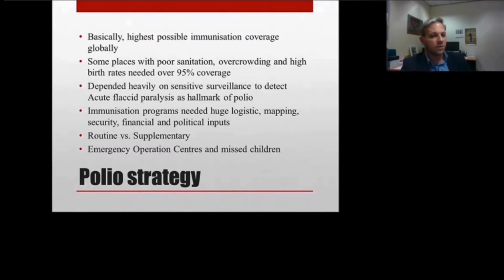The logistic requirements for immunisation globally have been enormous. It costs about $1 billion a year with the eradication campaign as it stands, and that's required really significant mapping down to house level. The security requirements, financial, as I've said, and the political will, having champions in the country at a regional and at a local level.